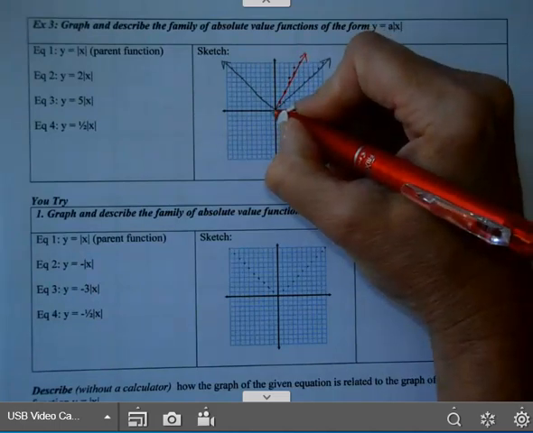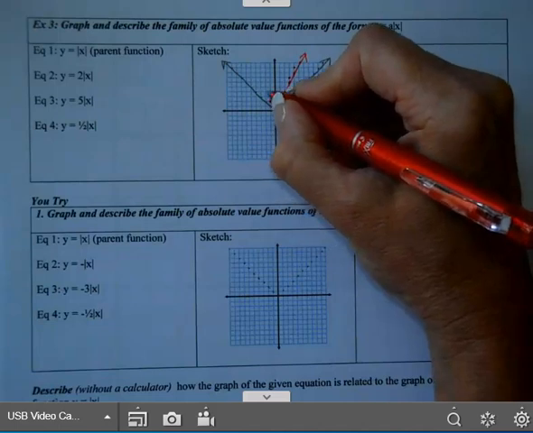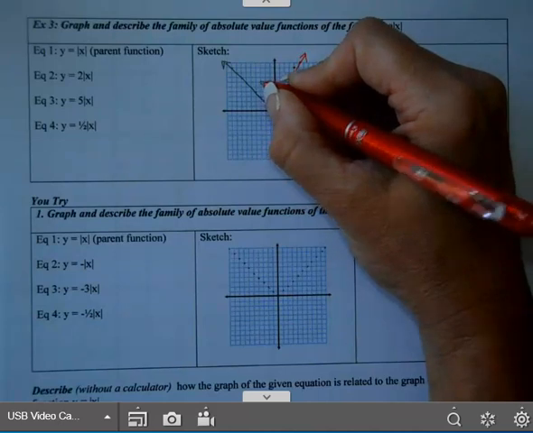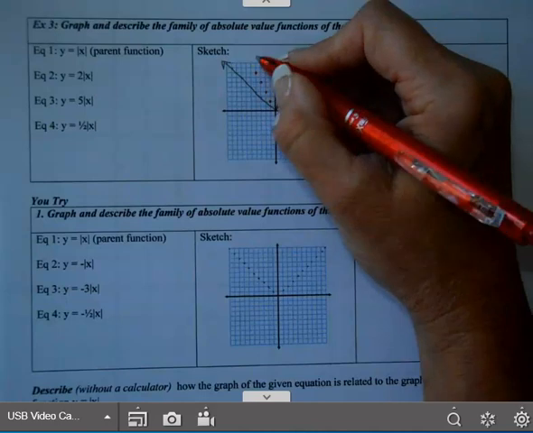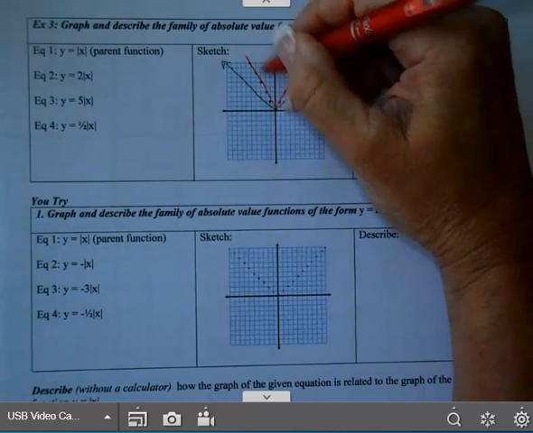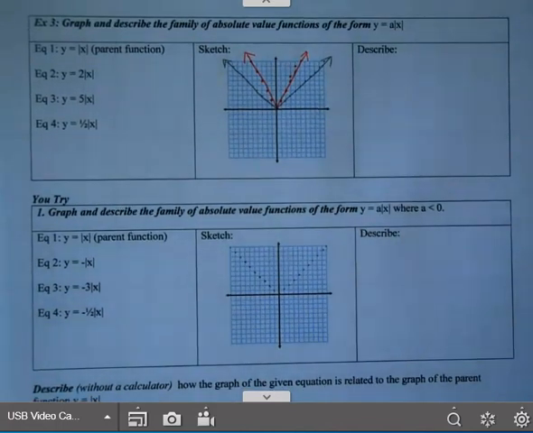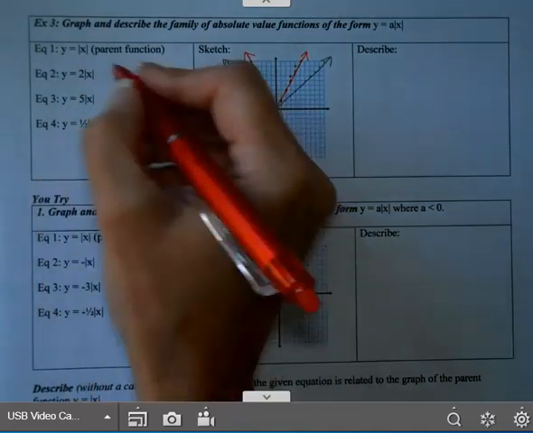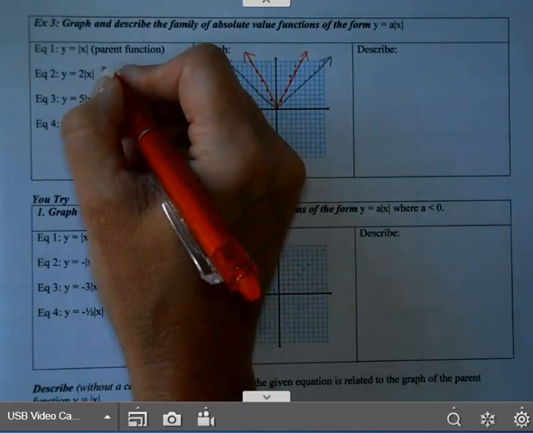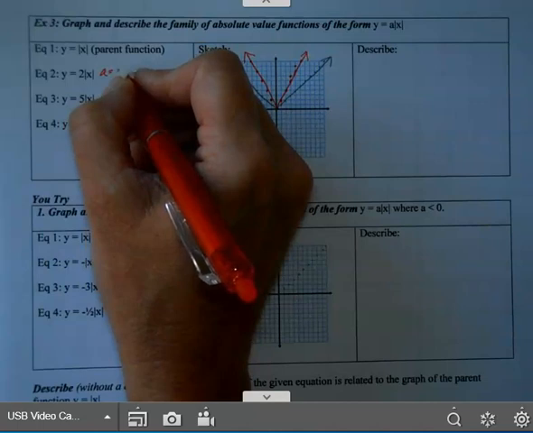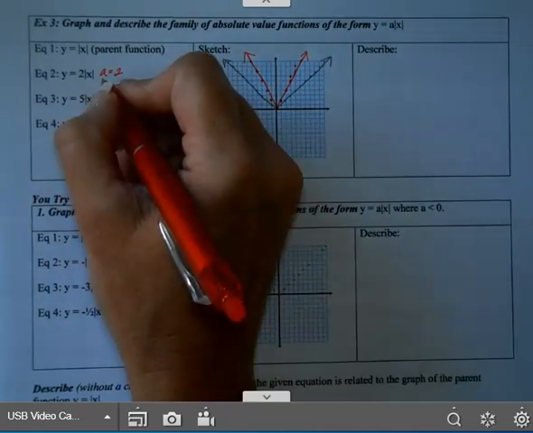On the other side, at -1, I'm at 2. -2, I'm at 4. -3 is at 6. -4 is at 8. And -5 is at 10. So it's stretched vertically. So in this case, my A equals 2. And it's a vertical stretch.